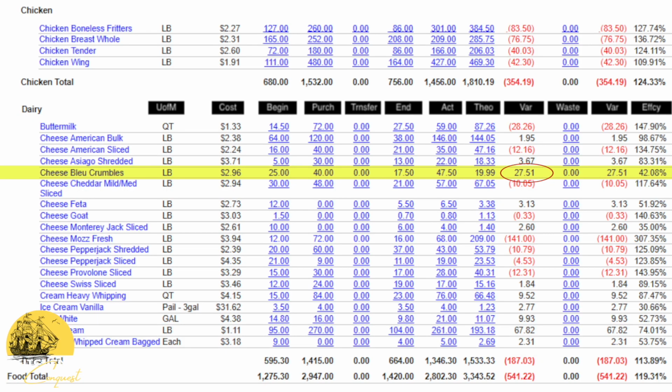The next line over is going to show you your variance. For blue cheese crumbles, we're looking at 27.51 pounds of blue cheese for our variance. That means we are missing 27.51 pounds of blue cheese. That number is generated if you take 19.99 and subtract 47.55. That is the amount of blue cheese that you are missing.